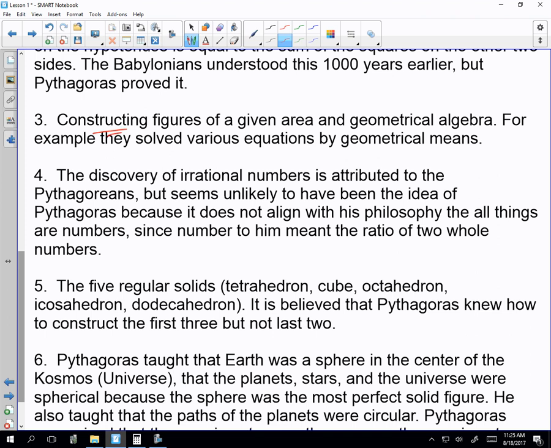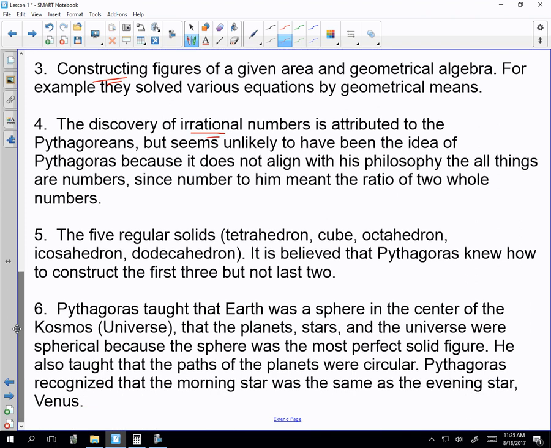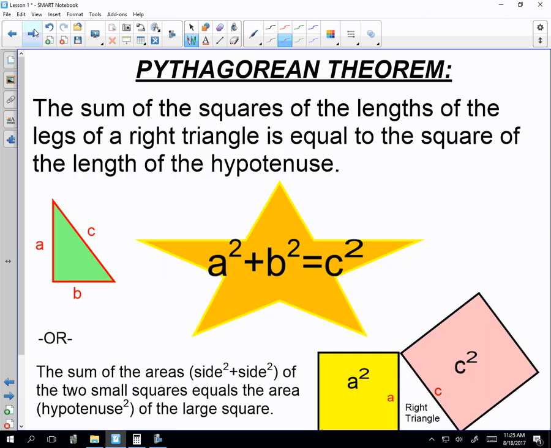They worked on constructing geometric figures, the discovery of irrational numbers, some things that we need to solve equations in other areas, and they weren't always right. You know, talking about the Earth being the center of the universe, which was very common back at those times.